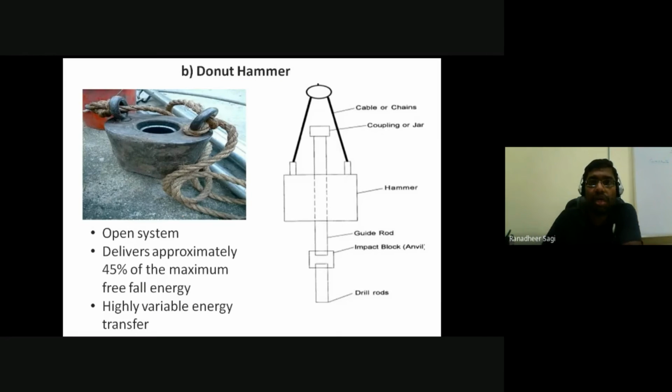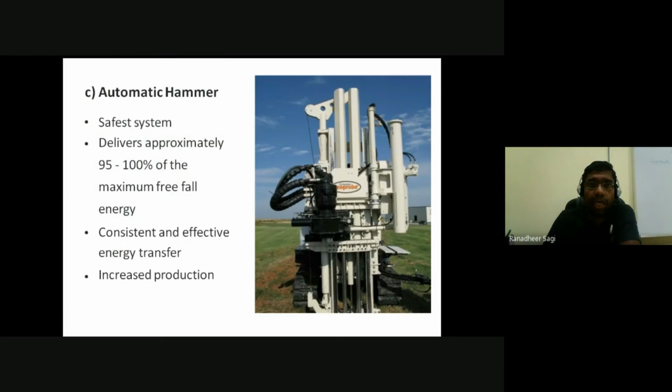And you have another type of hammer, like a donut hammer, in which only 45% of the maximum free fall energy is transferred out of the 100% you are trying to impart onto your split spoon sampler. And we also have what is called an automatic hammer, which is a completely automated, computer-operated setup. Manually, we are not going to be operating this setup. In this kind of hammer, we see that 95% to 100% efficiency is achieved in transferring your energy onto your sampling tube.